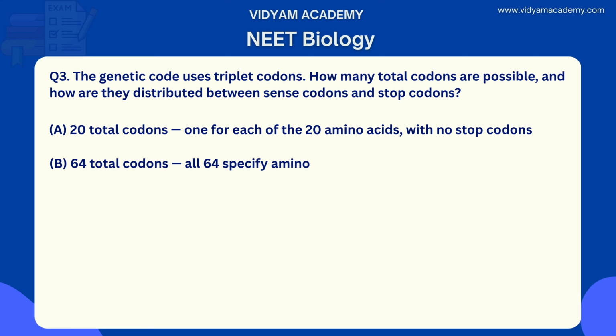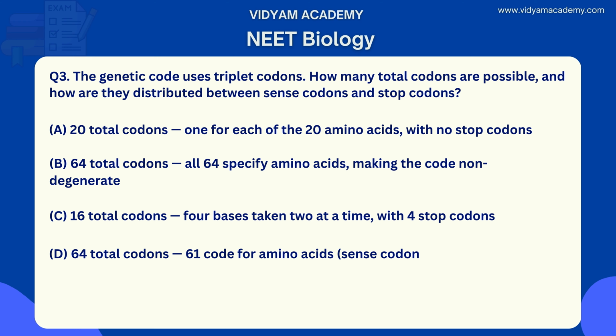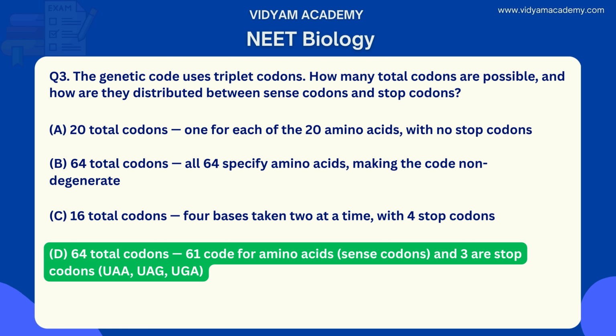Option B, 64 total codons, all 64 specify amino acids, making the code non-degenerate. Option C, 16 total codons, 4 bases taken 2 at a time with 4 stop codons. Option D, 64 total codons, 61 code for amino acids, sense codons, and 3 are stop codons, UAA, UAG and UGA. Would you guess the right answer? Yes, let's check whether you guessed right or wrong. Option D is the right answer for this question. Let's see the detailed explanation.